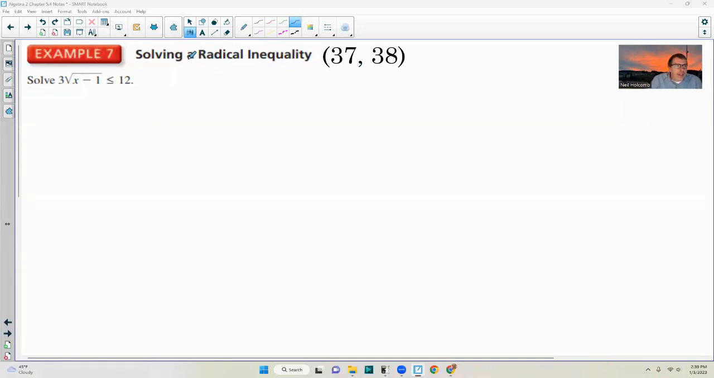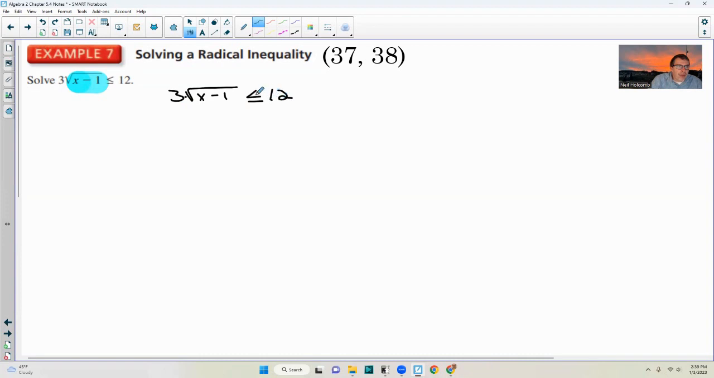Okay, example 7, solving a radical inequality. Very similar to doing an equation. We just have to focus on the radicand here, and I'll explain that as I go. Let me highlight the radicand right there. That thing cannot be negative, or else I get an imaginary number. So let's keep that in mind. So first thing I'm going to do to solve this is just rewrite it: 3 times the square root of x minus 1 is less than or equal to 12.